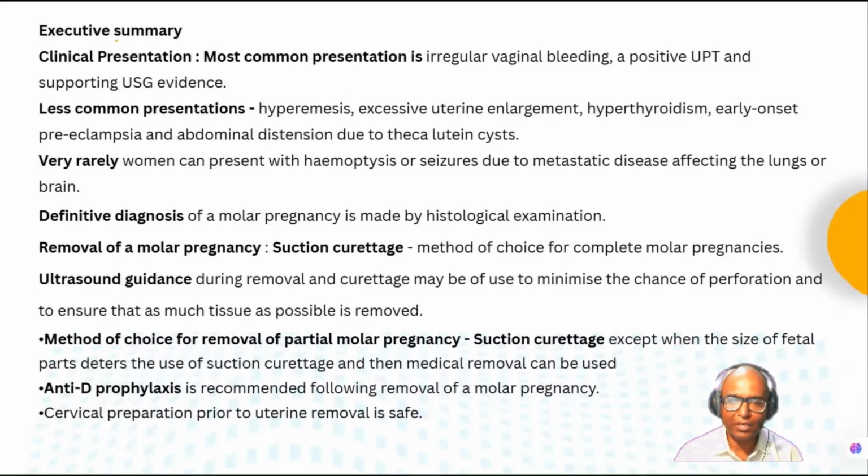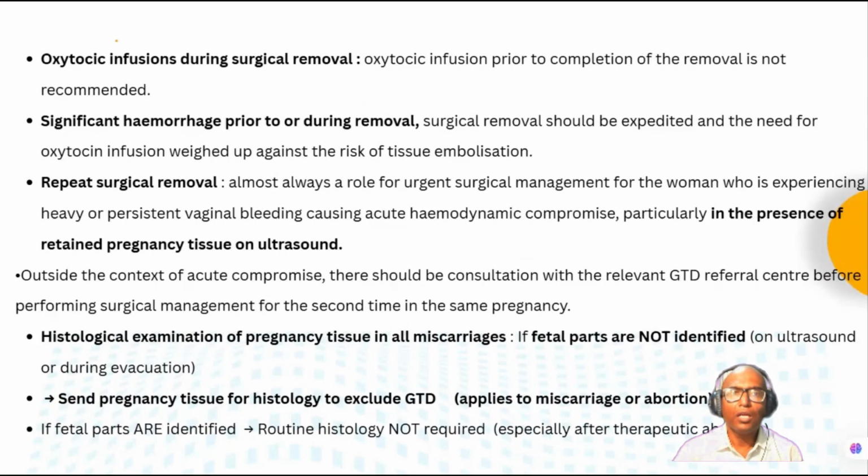Then anti-D prophylaxis is recommended following the removal of molar pregnancy. Cervical preparation prior to the uterine removal is safe. Then oxytocin infusion during the surgical removal: what does the guideline say about the use of oxytocin either during or prior to the procedure? Prior to the suction curettage, oxytocin infusion is not recommended. If there is significant hemorrhage prior to or during the removal, surgical removal should be expedited and the need for oxytocin infusion weighed up against the risk of tissue embolization. So there is a risk of tissue embolization with the use of oxytocin. So as far as possible, avoid the use of oxytocin.